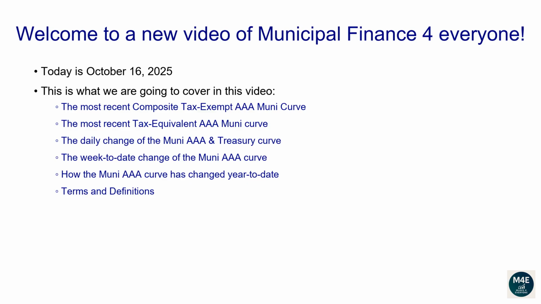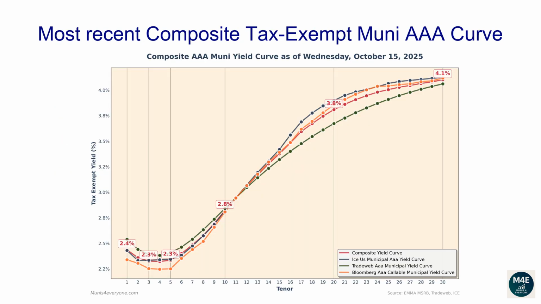Terms and definitions. Let's go over the most recent composite tax-exempt Muni AAA curve. The following composite tax-exempt yield curve is based off the most recent ICE, TradeWeb, Bloomberg yield curves that are available on the MSRB website, plus some proprietary extra adjustments, as of October 15, 2025.